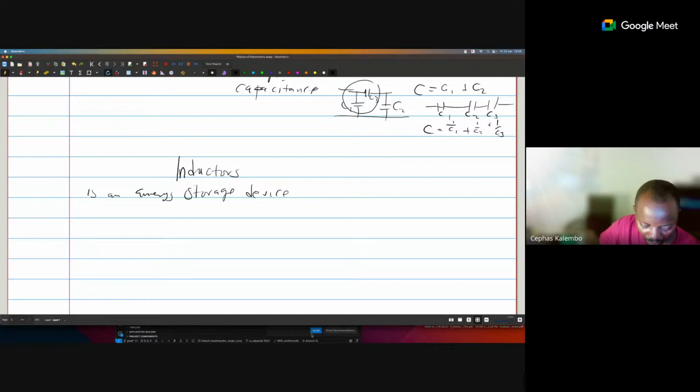Now, during the week, I posted something in the group where I was trying to show a comparison between a capacitor and an inductor. I also tried to show in another post how these could be used. So this inductor is an energy storage device.